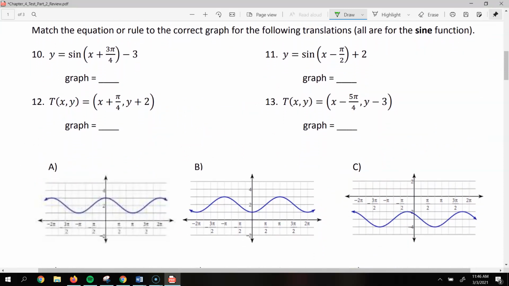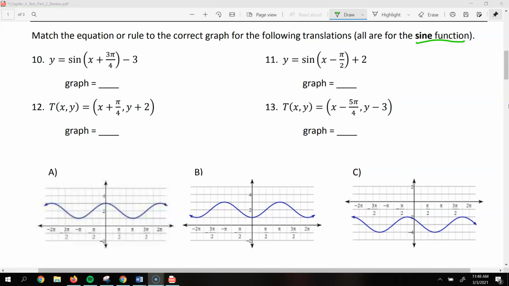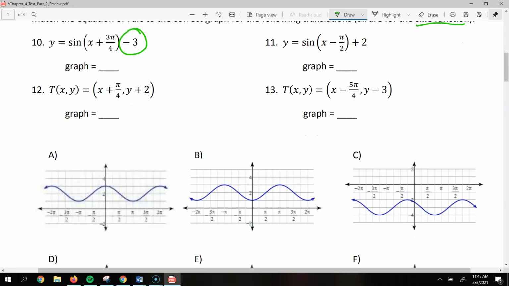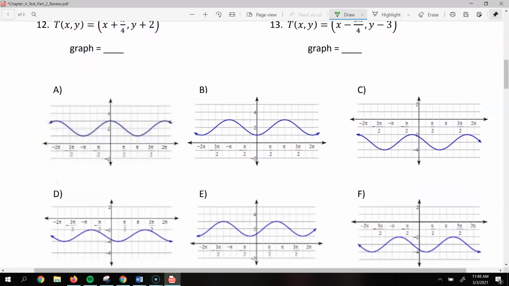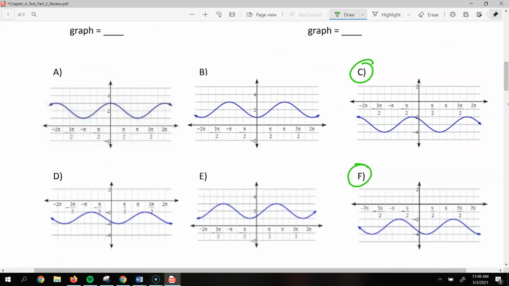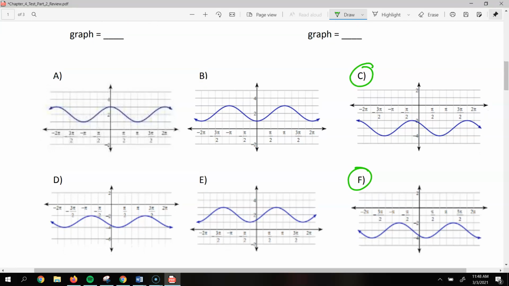All right, so for this one, we're going to match these equations with the graphs. And so let's make sure that you understand what's happening with each of these. So for the first one, it's dealing with the sine function. Or all these, I should say, are for the sine function. And for the first one, we're going to the left 3 pi over 4 radians and down 3. So since this is a matching one, personally, I think it's easiest to identify or narrow down the graphs that it can't be. So I understand that this has got to move down 3 units. So I'm going to look to see which one of these graphs move down 3 units. And I really have only 2 options. I have options C or F for this first one. So it's going to be one of those two.